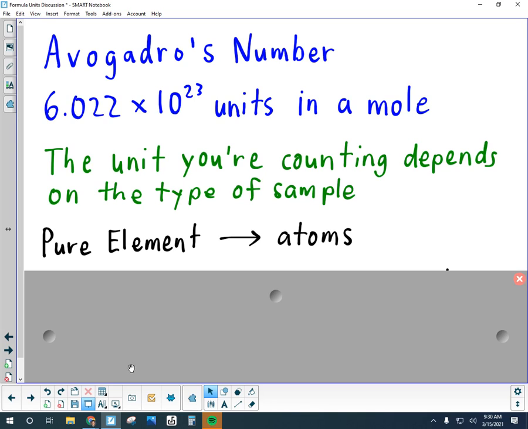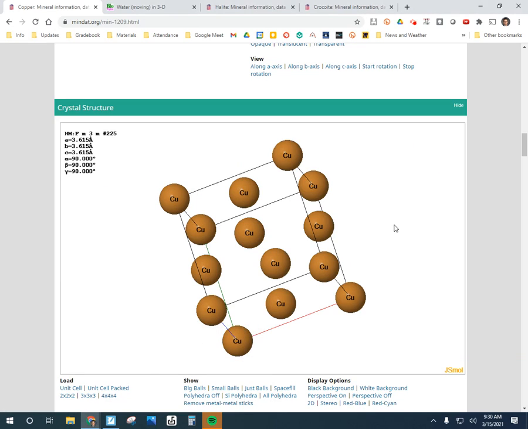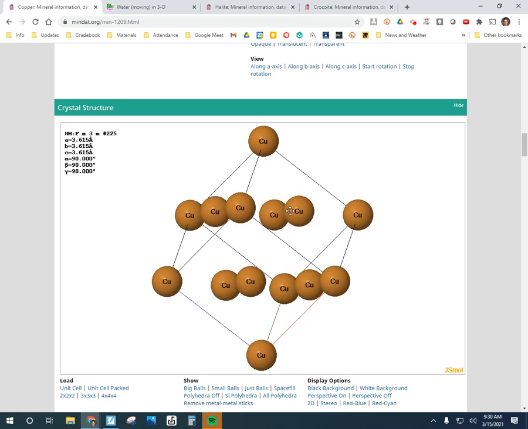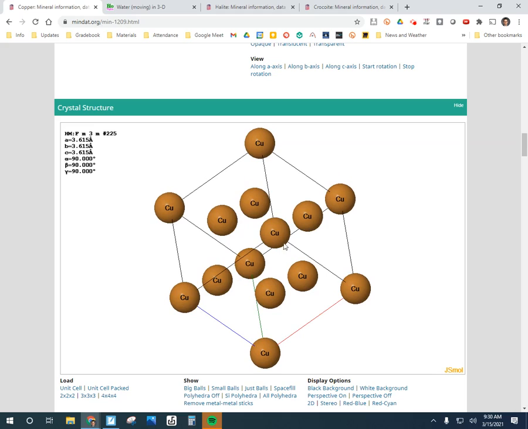Let me give you a good example of that. This is from a website called mindat.org. Really good website for showing chemical structures. It has a focus on minerals, but chemical compounds as well. So this is supposed to represent a small chunk of copper. It would be pure copper. We only see copper atoms here, and those would be what I'd be counting up if I had a sample of copper.